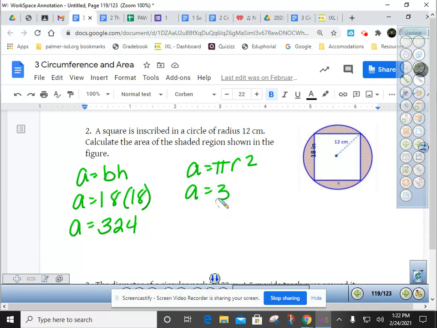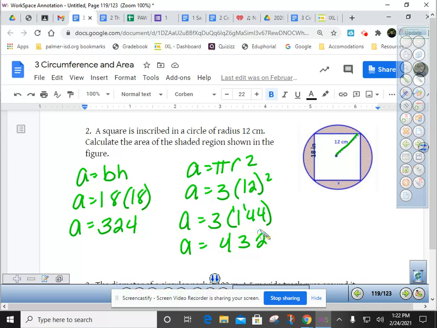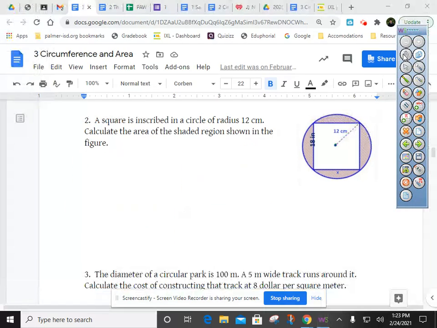I'm going to use 3 for pi. What is the radius? 12. Good. What's 12 squared? 144. And then 3 times 144 is 432. And then what do you do to find just the shaded? Subtract. We good?